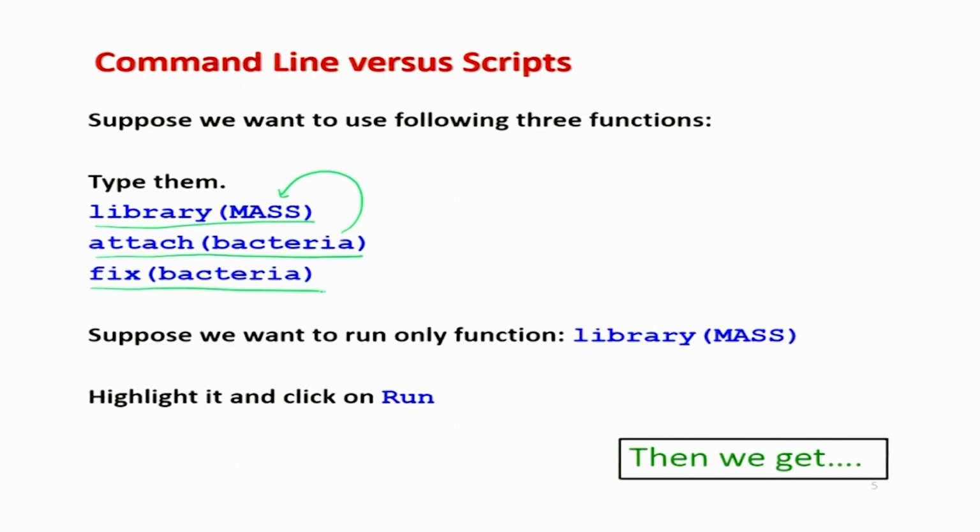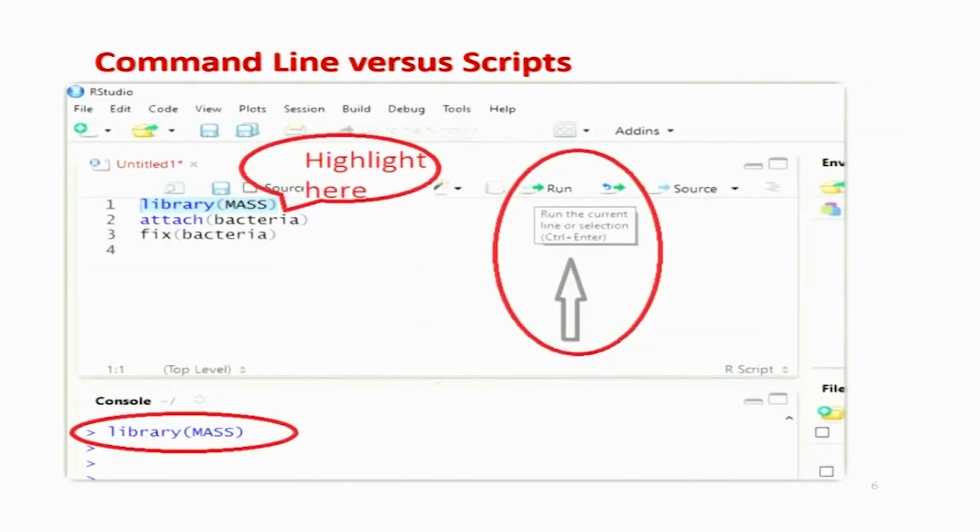Now we learned in the earlier lecture that if you want to execute these commands in the R console, then you can open a text editor, highlight these commands and press Control R. The same thing I would like to do in the RStudio software also. Now how to get it done, I am going to show you. Let me show you what happened in window number 1. This is my window number 1, and here I have written these 3 commands: library mass, attach bacteria, and fix bacteria.